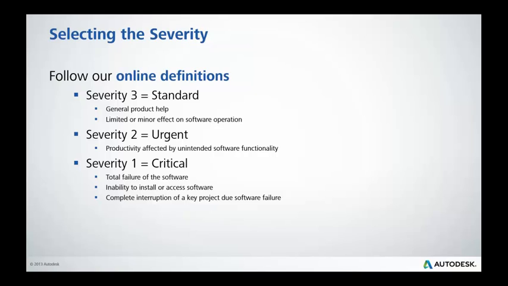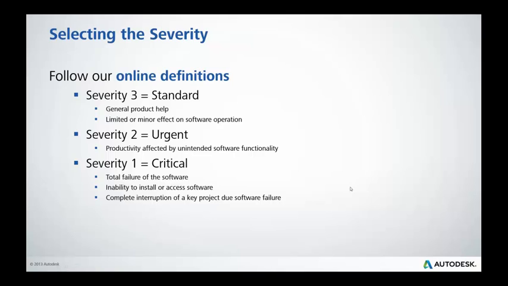Now, severity 3 is the most common one. It's general how-to questions, or if you see a minor issue in the program that's not really affecting your workflow too much, that's when you would mark it as severity 3. We often get cases where you're looking at the results of your analyses for simulation products and you notice that something's not looking right. That's when you would want to mark it as severity 3, because it's not really affecting the workflow itself. It's actually interpreting the results.